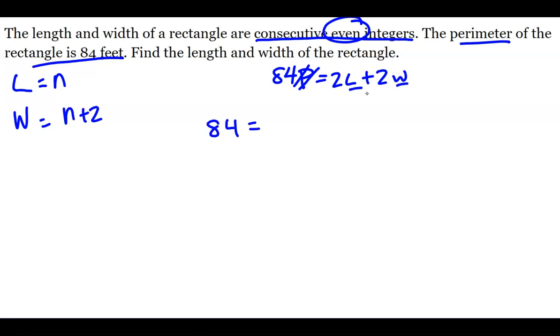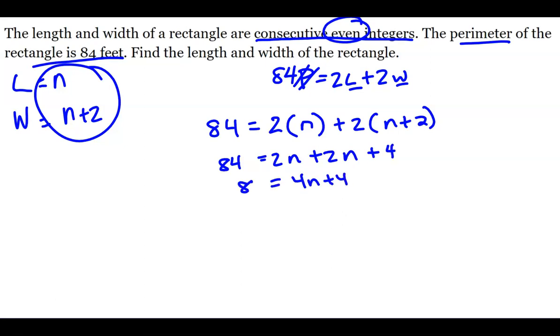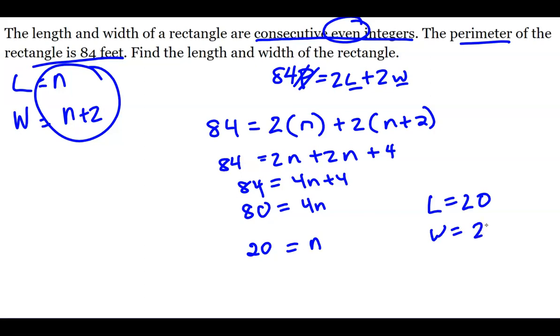Our replacements for L and W have to contain the same letter, so we're going to use our translations over here. 2 lengths and 2 widths. Distribute and combine like terms. Oops, that's supposed to say 2. Subtract 4 from both sides, and solve for n. So if the length is 20, then the width is going to be 2 more than that, or 22.